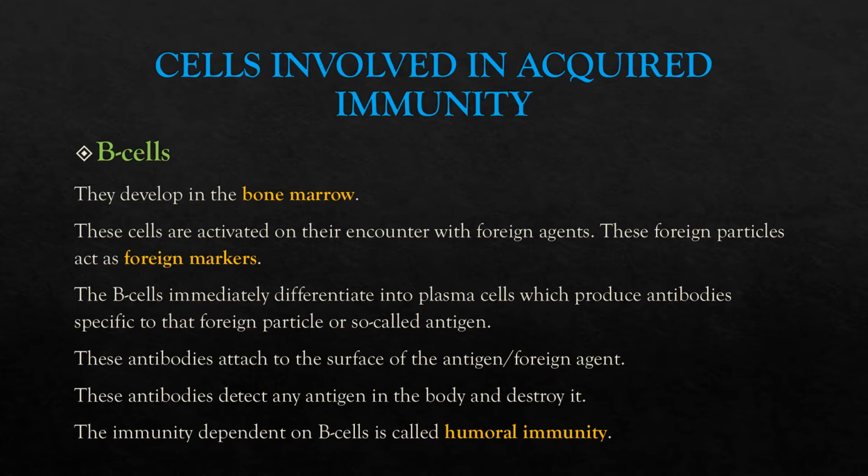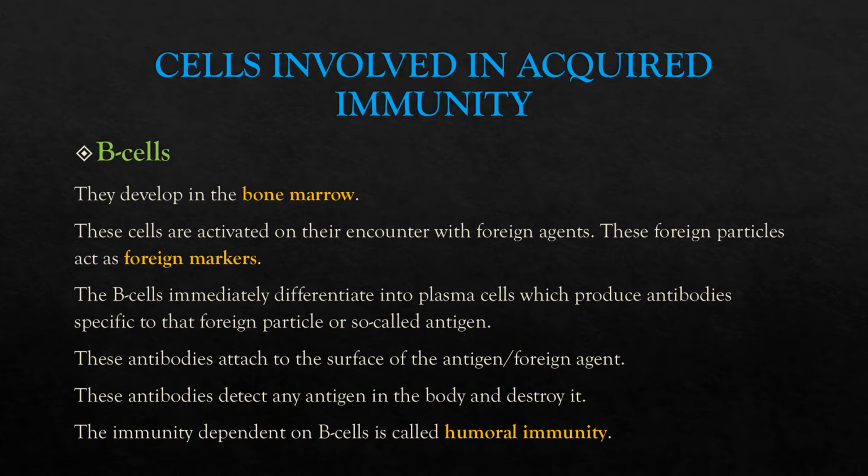Cells involved in acquired immunity. B cells. They develop in the bone marrow. These cells are activated on their encounter with foreign agents. These foreign particles act as foreign markers. The B cells immediately differentiate into plasma cells, which produce antibodies specific to that foreign particle, or so-called antigen.